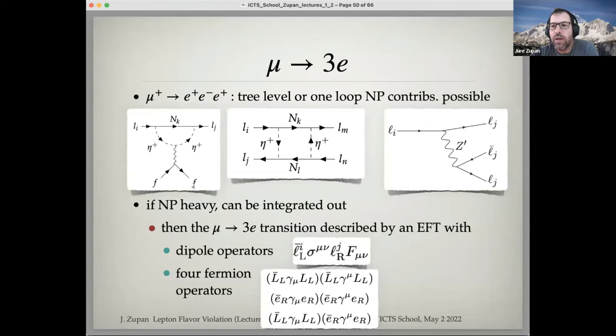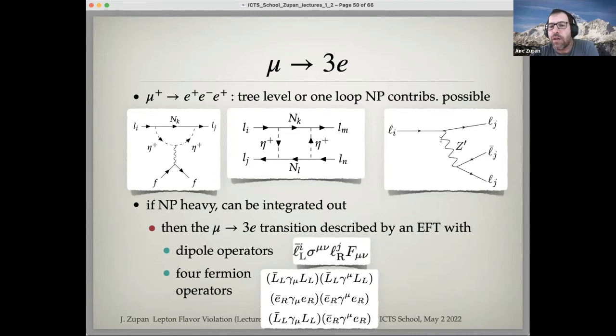Or you can have a box diagram like this. So you can have now a contribution where instead of having a photon, you directly couple to the leptons, and you have a box diagram with the neutral and the charged states. Some of these couplings are flavor violating, so let's say a muon converts to an e, and then I have e plus, e minus coupling on this other side. So I'll have mu to 3e generated by a box diagram. So these types of contributions are also possible.